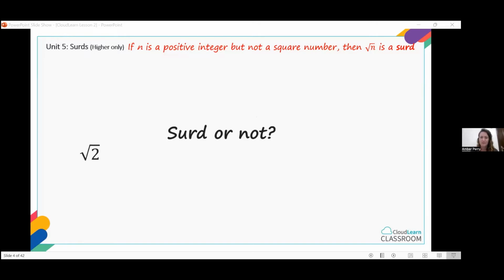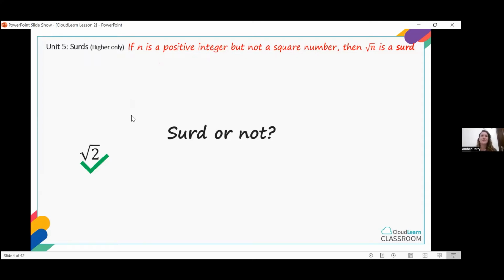the 2/3 correct answers. So let's just have a look. So this one here is a whole number, so that's correct, but it's not a square number. So this one is a surd because it's a whole number, but it's not a square number. A surd has to be a positive integer, but not a square number.